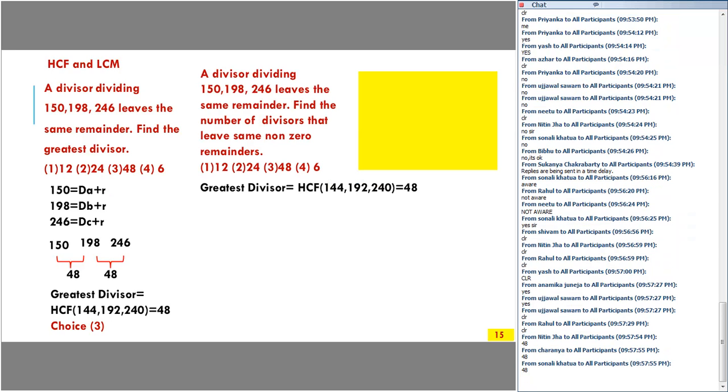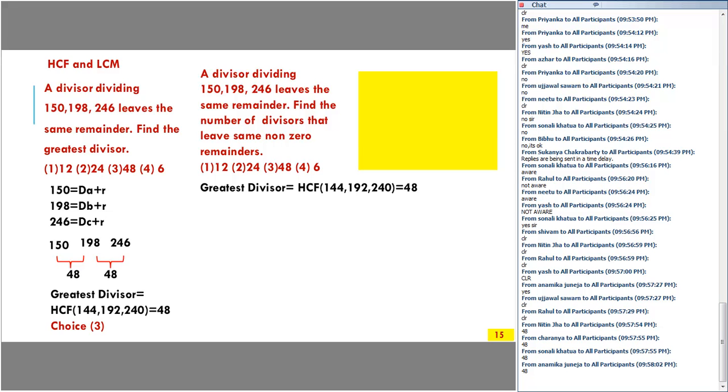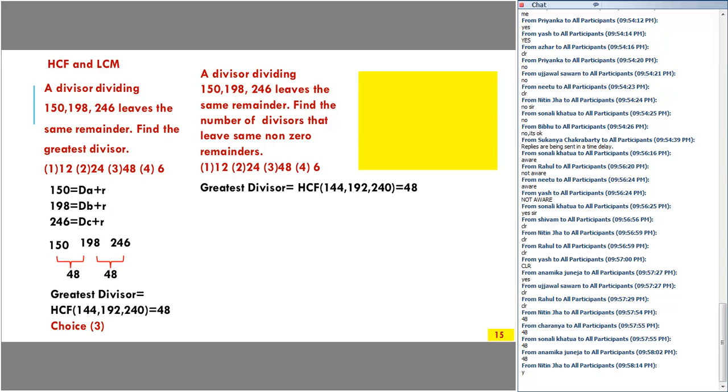Now the question is slightly intricate in the sense that I want the number of divisors that leave the same but non-zero remainder. When I divide by 2, what happens? Is 2 a factor of 48? Is 1 a factor of 48?